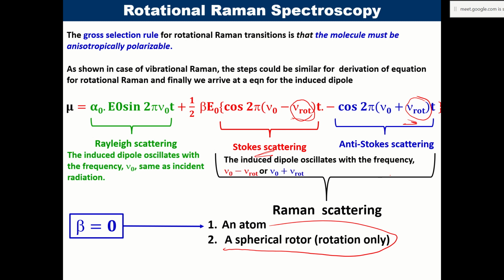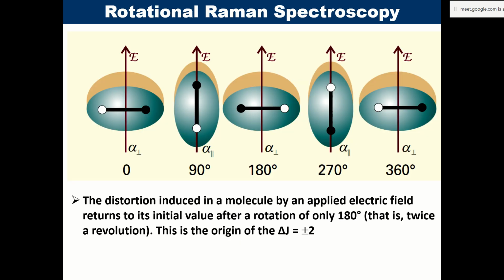So Rayleigh scattering: in Rayleigh scattering, the induced dipole oscillates with the frequency mu naught, same as the incident radiation. In Stokes scattering, the induced dipole oscillates with a frequency either this or this, an increase or decrease in frequency. So this is the example of your molecule. Say we have this one as hydrogen and this one as chlorine, HCl.